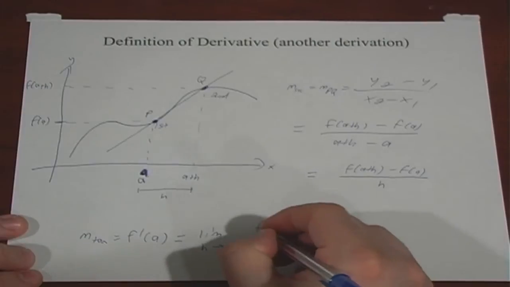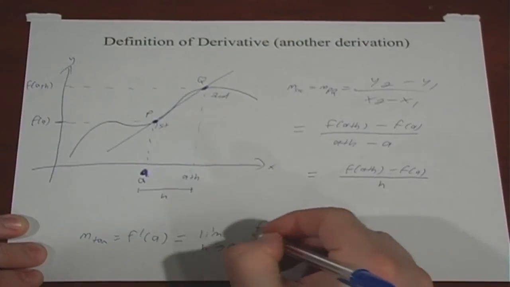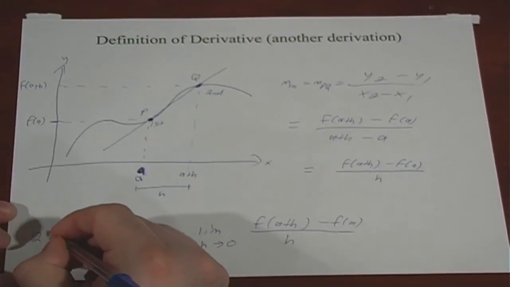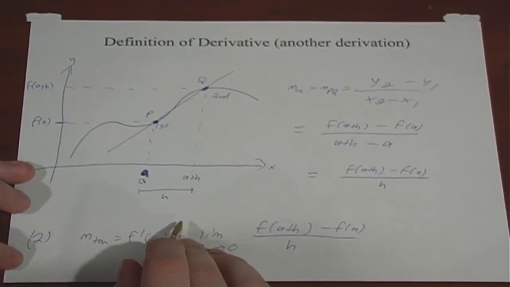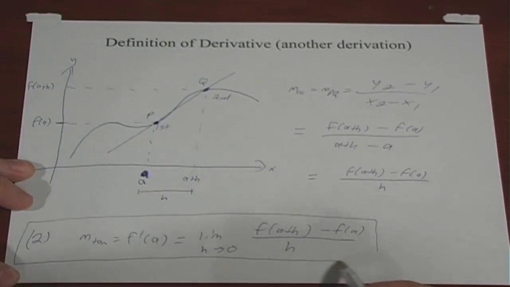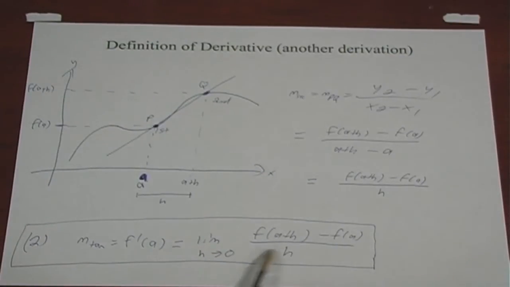And then of this thing here, f of a plus h minus f of a over h. So this is just a second formula. Okay, we'll call that formula 2. It's a slightly different formula, but telling you the exact same thing. So the limit as h goes to 0 of f of a plus h minus f of a over h will also tell you the slope of the tangent line.